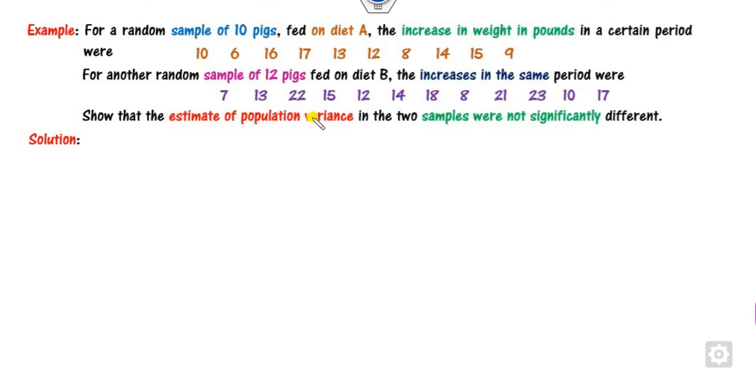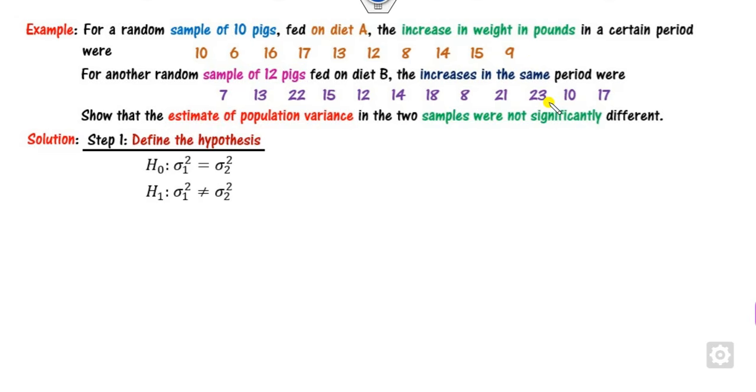Look at another one. A random sample of 10 pigs fed on diet A has increases in weights given here, while the second consists of 12 pigs, with increases in weights given here. You have to test whether the population variances are significantly different or not.